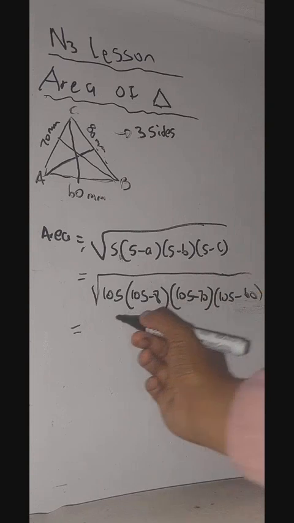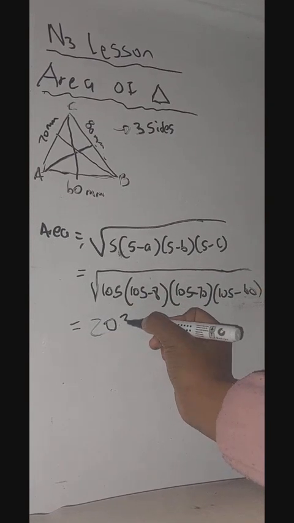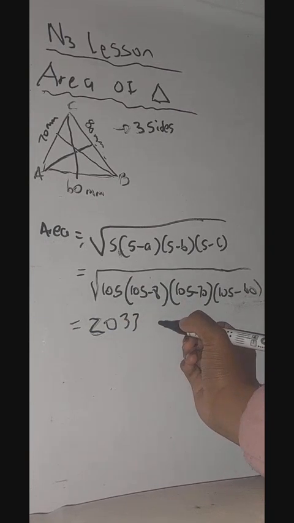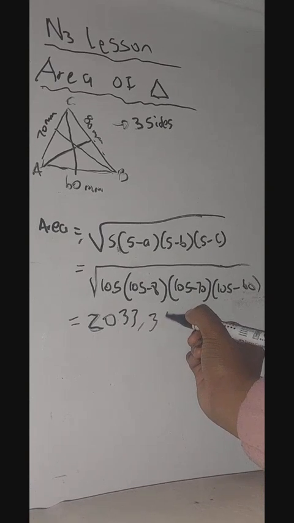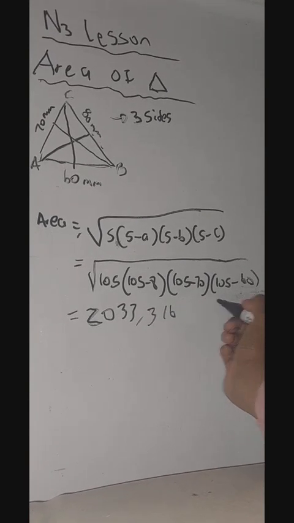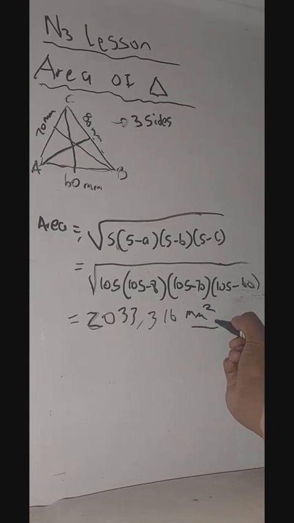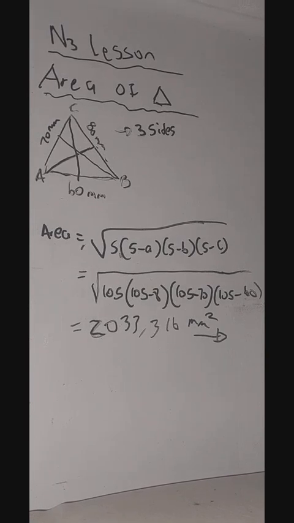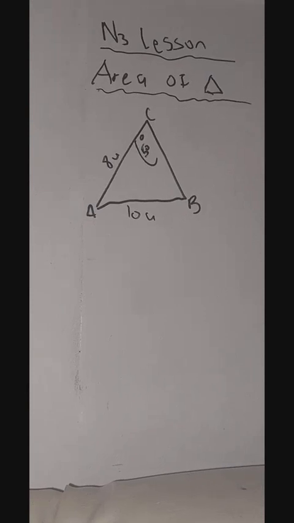And the square root is 2033.316 millimeters squared. That is the area of the first condition with 3 sides. Let's continue with other questions.